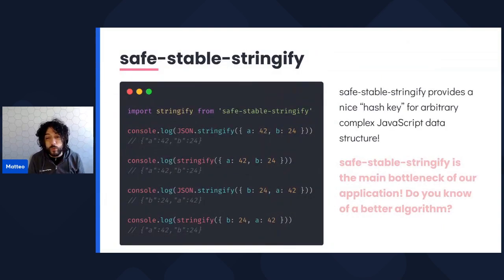However, in order to do so, we need to create a string, because a cache key is a string. So, well, we could take all the arguments and just use JSON stringify. However, if we do so, the order of the arguments, the positional order inside the object, changes the string that's being generated by JSON stringify. However, there's this cool library called Safe Stable Stringify that actually solved the problem. So check it out. Note that this is actually the main bottleneck of our application. So if you want a better algorithm, go for it.